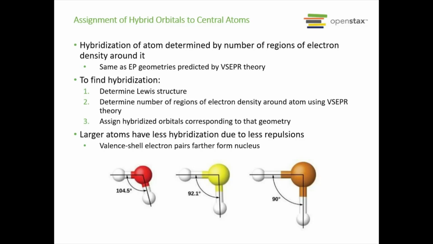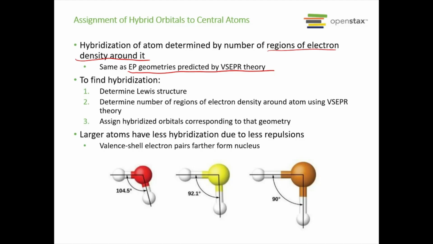All right. Now, when it comes to assigning hybrid orbitals to our central atoms, we have some steps to take. First of all, it's determined by the number of regions of electron density around it, just like we've done with electron pair geometries predicted with VSEPR theory. Same kind of general concept. So to determine hybridization, first, draw the Lewis structure. Then figure out the regions of electron density using VSEPR theory. And then you can assign your hybridized orbitals that correspond to that geometry.